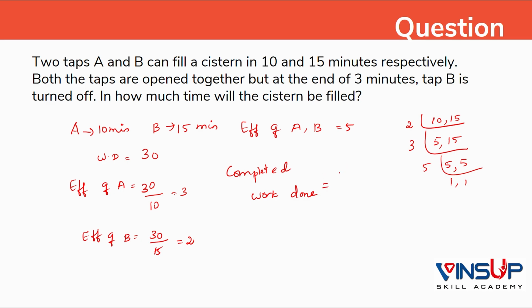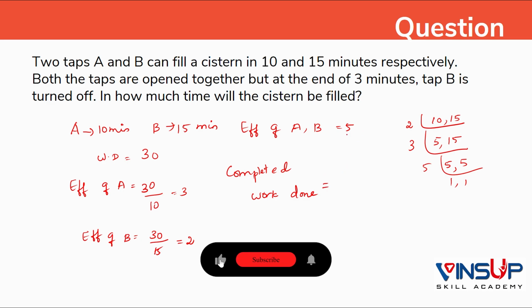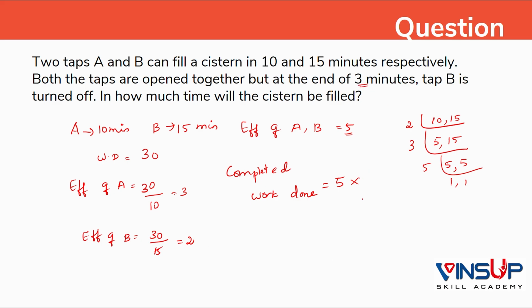Formula for work done is efficiency into time, right? So efficiency for 2 taps is 5, into time taken 3 minutes. So 15 liters filled by A and B in those 3 minutes. Total work done 30, completed 15.